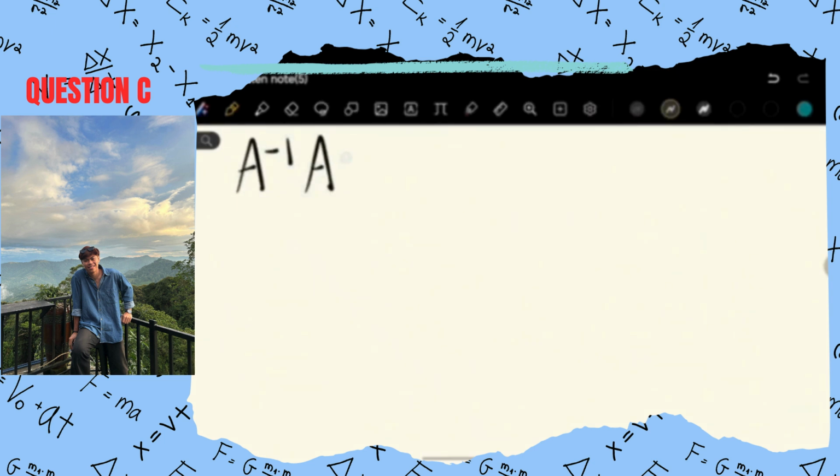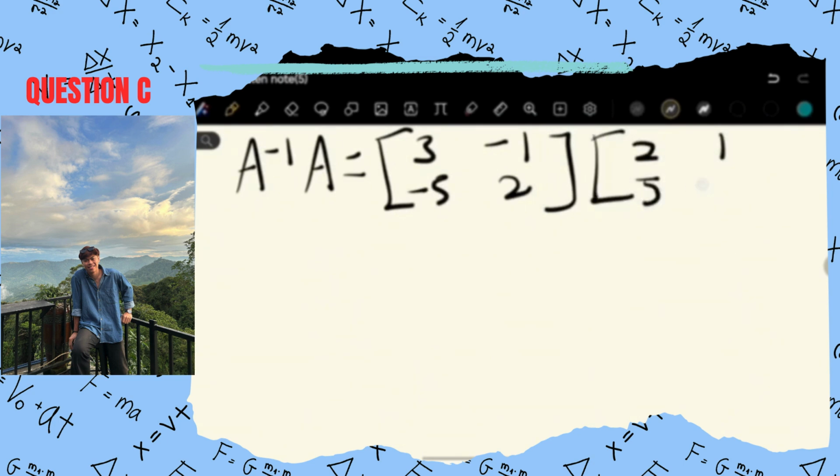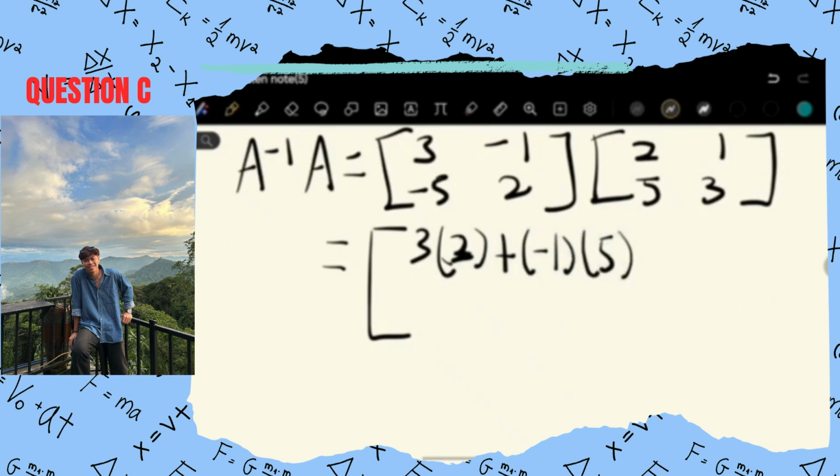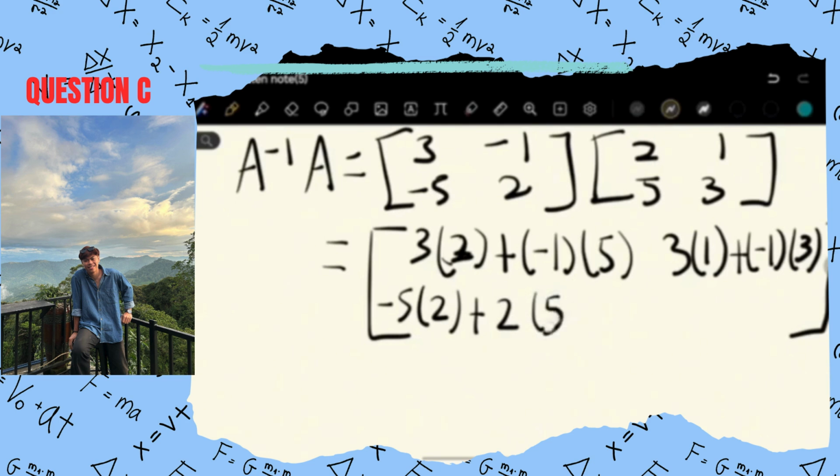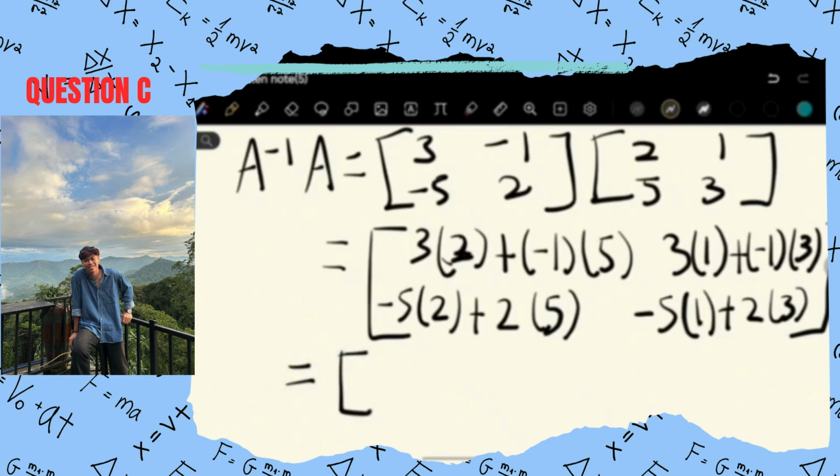For A inverse multiplied by A, we just change the position. For example, 3, negative 1, negative 5, 2 multiplied by 2, 1, 5, 3. 3 multiplied by 2 plus negative 1 multiplied by 5, 3 multiplied by 1 plus negative 1 times 3, negative 5 times 2 plus 2 multiplied by 5, plus negative 5 times 1 plus 2 times 3. So we also get the same answer as the previous slide, which is 1, 0.